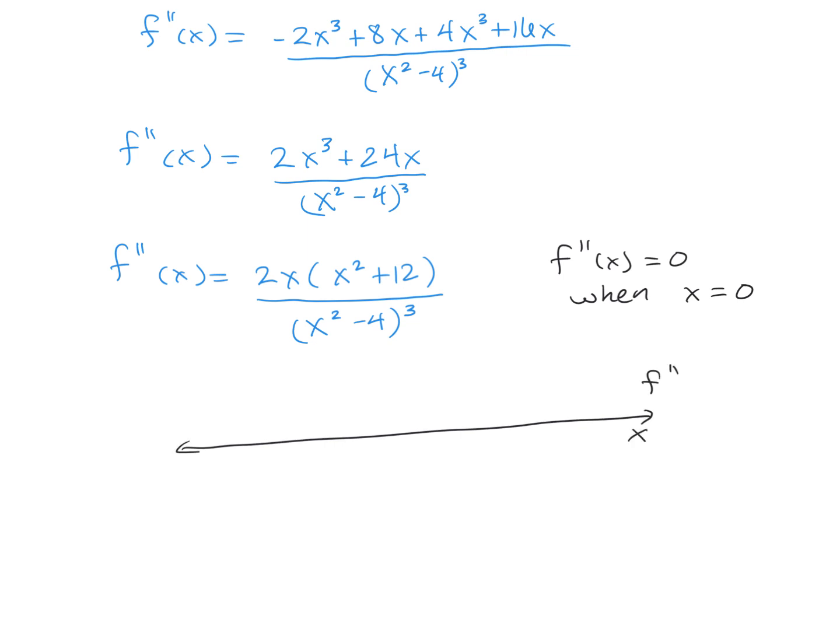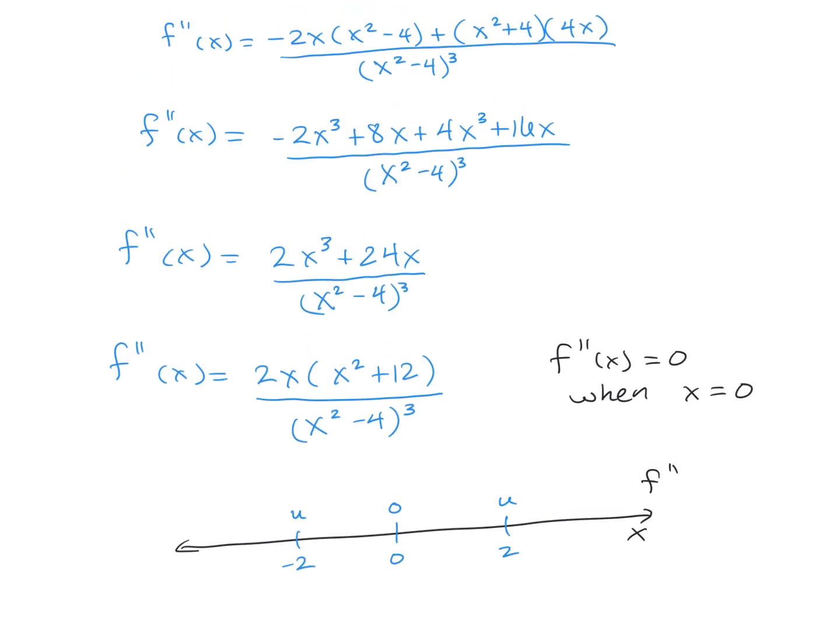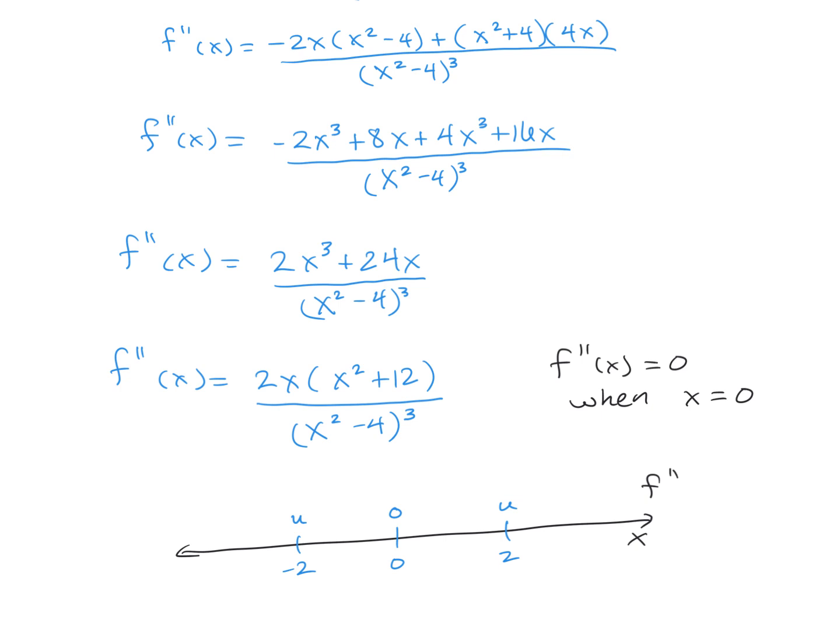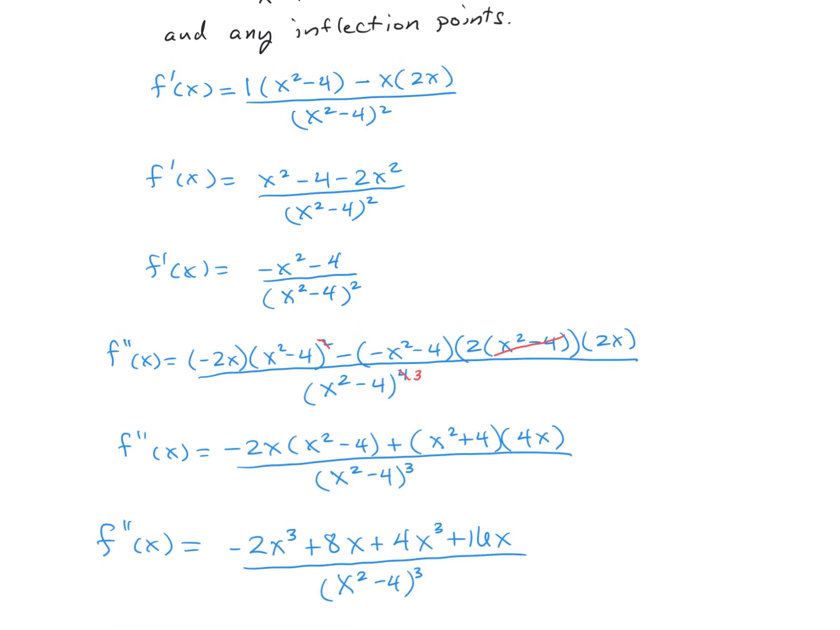And we're going to have, first of all, the point 0 on there, because 0 is where our second derivative is equal to 0. But we're also going to have positive 2 and negative 2 on this number line. So we'll put an undefined symbol there because our second derivative is undefined at 2 and negative 2. However, they cannot be inflection points because our original function f of x is not defined at plus or minus 2.